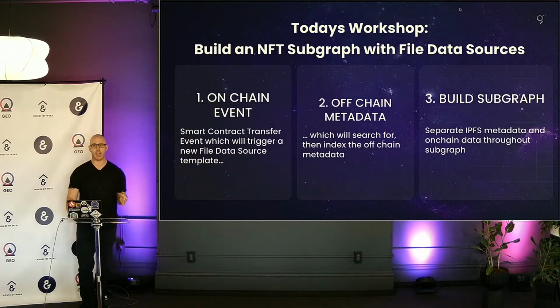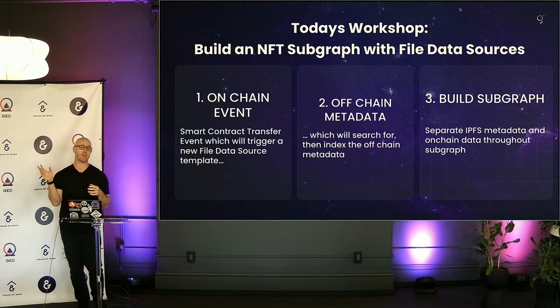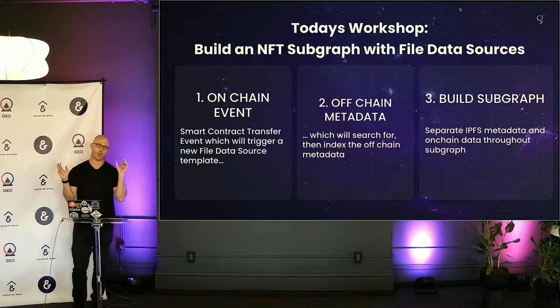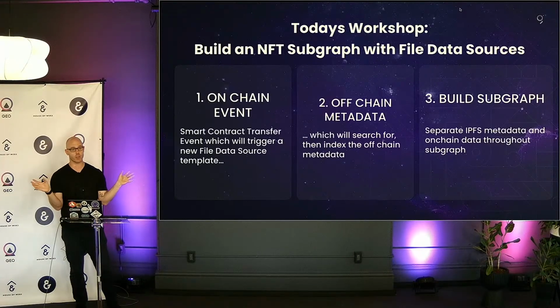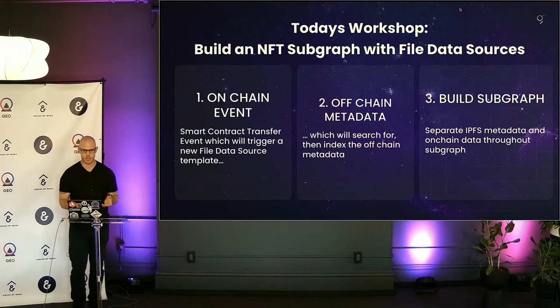As we dive in, let's get a high-level overview of the file data sources that we're going to build today, or at least walk through. In today's workshop, we're going to keep it pretty simple and just look at an NFT subgraph. We're going to look at NFT metadata and combine that with on-chain data. How is the information getting triggered? How is the information actually going around? How is that brought into the GraphQL queries? This is the high-level overview of how that happens.